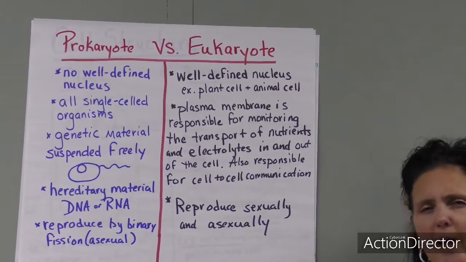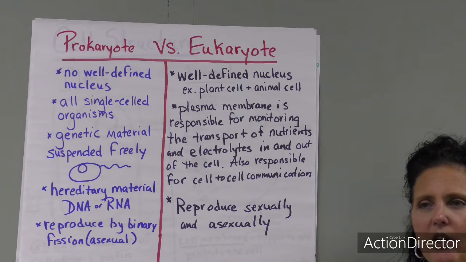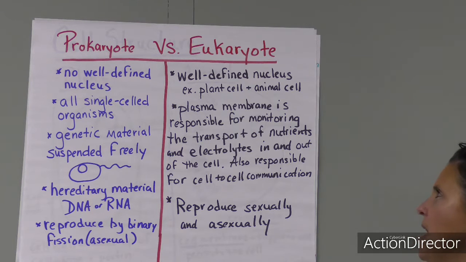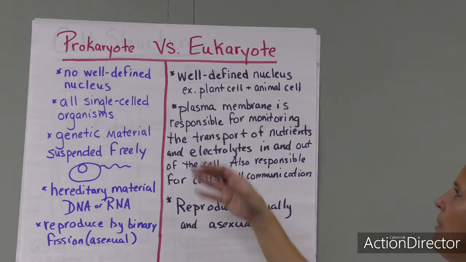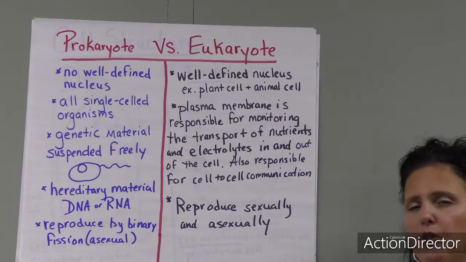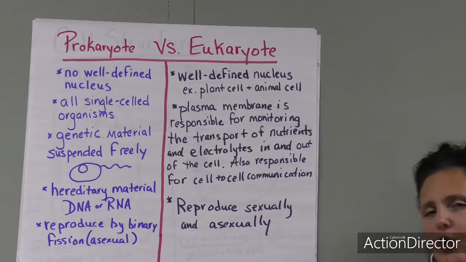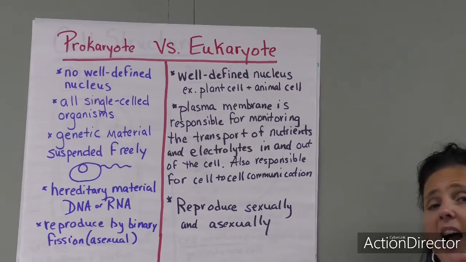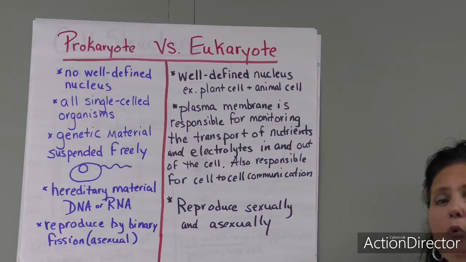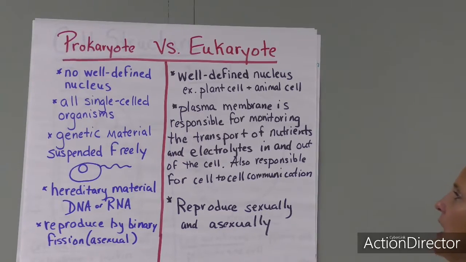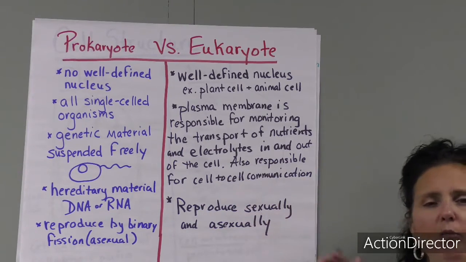Eukaryotic cells have a well-defined nucleus. There are two different types, plant cells and animal cells, and they're a little bit different, and we'll look at that here in a minute, but mostly the same. They have a plasma membrane, and that's responsible for monitoring the transportation of nutrients, electrolytes, even ions, water, back and forth across the cell, right? And it's also responsible for cell-to-cell communication.